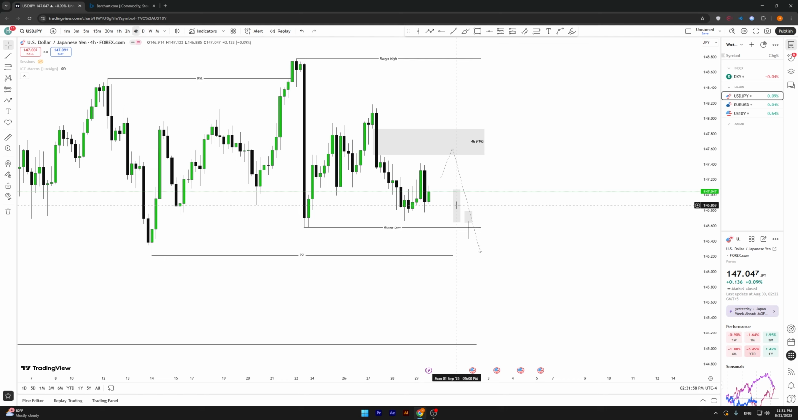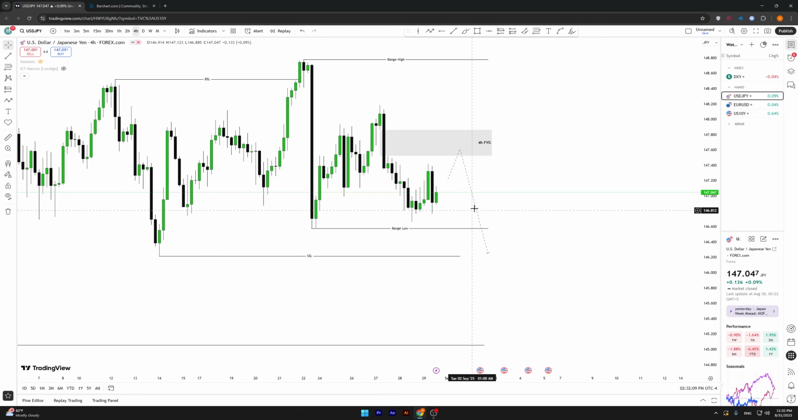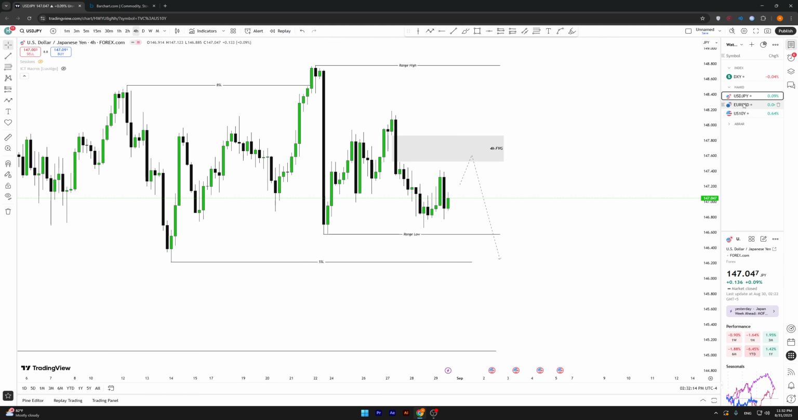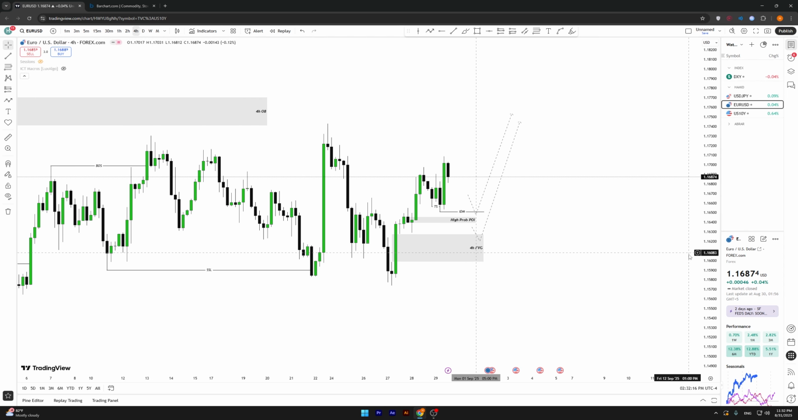But I will wait for a clear model in the 4 hour first. If price doesn't print a clear model in the 4 hour, then I will wait for 15-minute. So these are the models that I will wait for, whether in this zone or in this zone. And now let's look at the EURUSD.